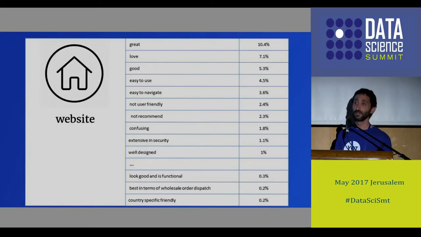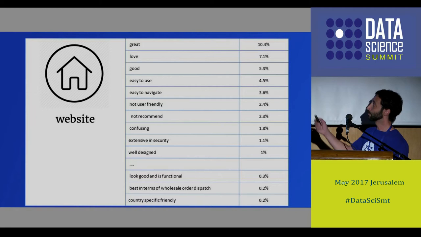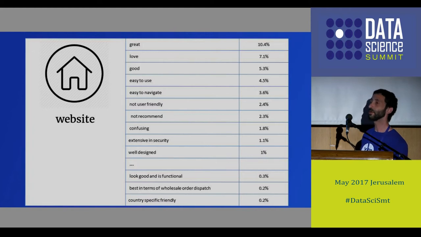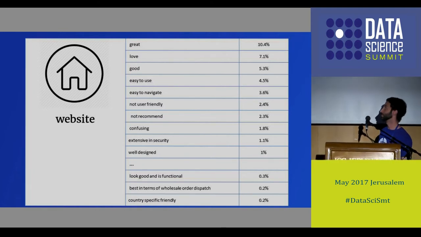Here are some examples. You can see what people are saying about the website. Some think it's easy to navigate, others think that it's confusing. We want to reflect all of these opinions, not just the major ones, all of the opinions, to give a holistic view of the data to our users.